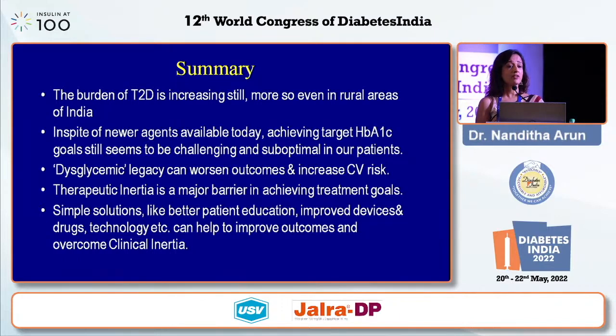And we have, in spite of so many newer agents available, and in spite of the trends in prescriptions, we of course are trying our best to intensify therapy, but somehow we have to identify what is going wrong, identify where the inertia is actually existing. Think about the fact that the whole dysglycemic legacy is also equally important, and early intensive control is extremely crucial to reduce the risk of complications.